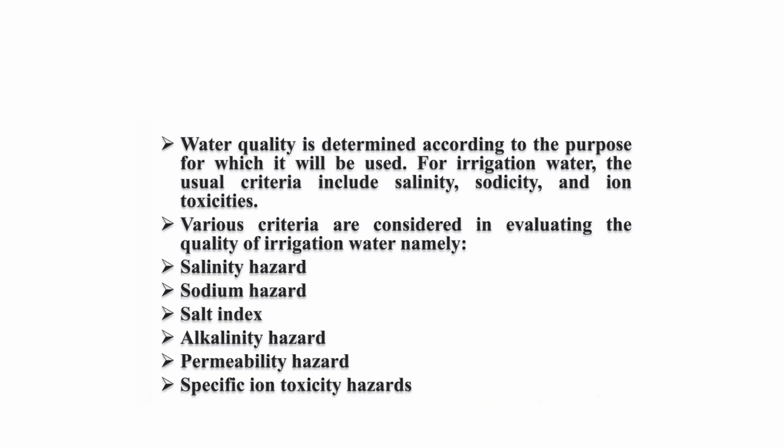Everyone knows what is meant by salinity. What does sodicity mean? It is actually the presence of sodium ions relative to other cations. These soils will be considered sodic when the amount of sodium impacts the soil structure. That is what we call sodicity.